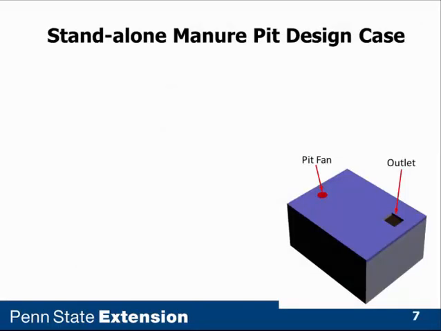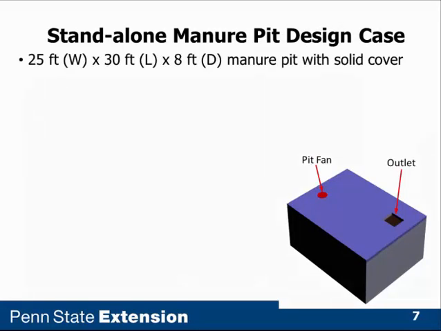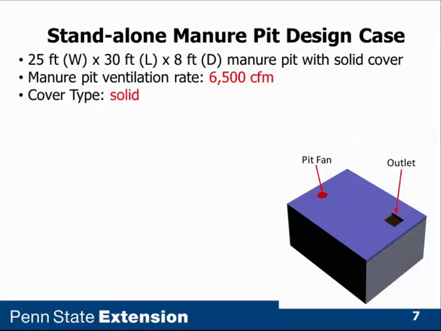So the manure pit design case that we're going to study for the rest of this session is a 25 foot wide by 30 foot long by 8 foot deep manure pit with a solid cover. We're going to assume that we have a manure pit ventilation rate of 6,500 CFM, cubic feet per minute. The cover type is solid covered.